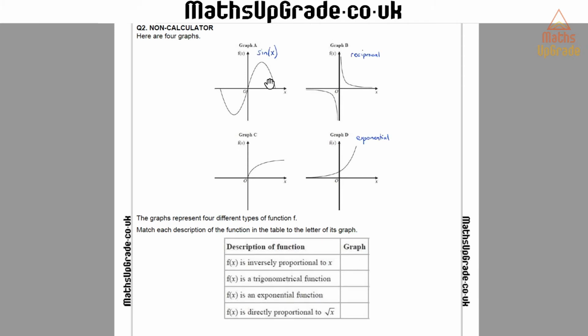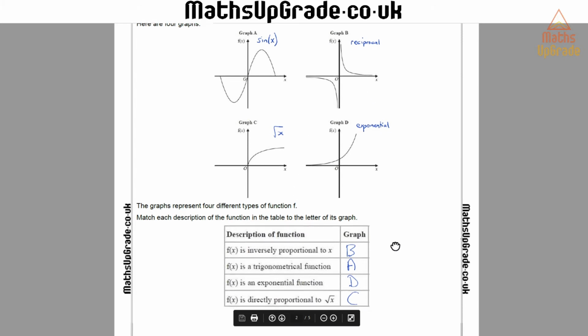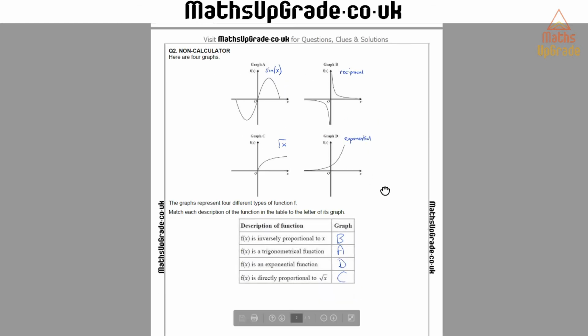So given that, I'm just going to label up: this is sin x, this is reciprocal, this is exponential, and this one here is root. So I can then match those up. Graph A goes with the trigonometric function here. Graph B is a reciprocal, so it's inversely proportional to x. Graph C is square root x, and graph D is the exponential function. That question was worth 2 marks.